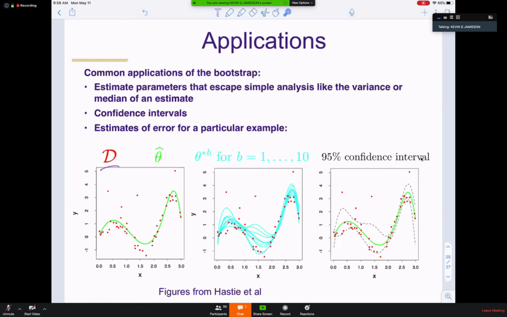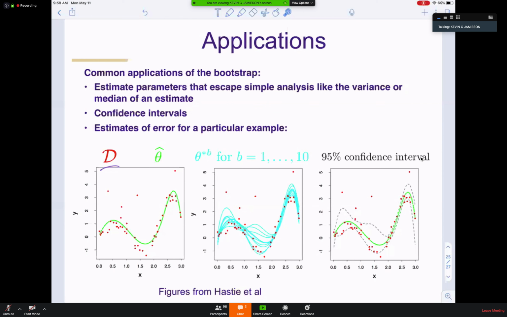I start with my data set D, I perform my kernel ridge regression, and then I get some theta hat out, which I'm calling my function. That's just the kernel function that I learned, and it's going to be some function that goes roughly through my data. And so I get one theta hat.